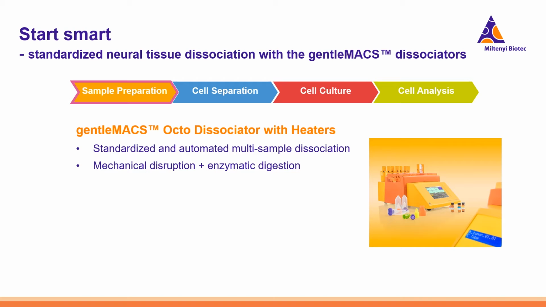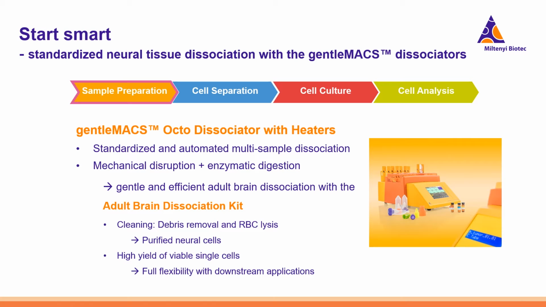Okay, let's start with sample preparation. The gentleMACS Octo Dissociator with Heaters helps you with a standardized and automated dissociation of the brain tissue. It uses mechanical disruption and enzymatic digestion for a very gentle and efficient brain dissociation. Especially for the adult brain, we developed the Adult Brain Dissociation Kit, which includes a cleaning step to remove all the cell debris and the red blood cells that would normally hinder any further cell separation. This kit results in a high yield of pure and viable cells, which are then ready for many downstream applications, such as single-cell sequencing, for example.